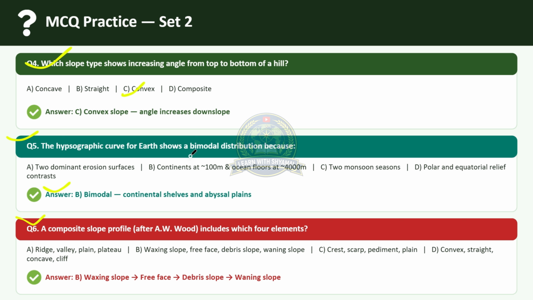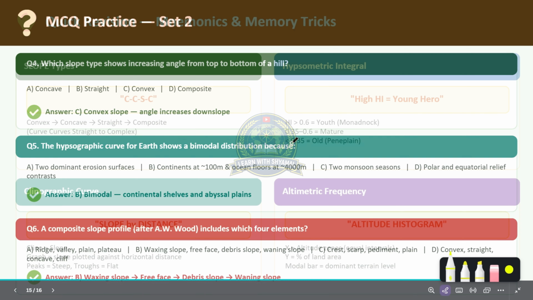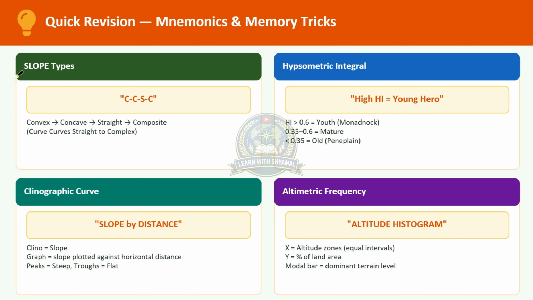Question number 6, a composite slope profile after A.W. Wood includes which four elements? Correct answer is option B, waxing slope, free face, debris slope, and waning slope. Okay, quick revision. Slope types: CCSC, that means convex, concave, straight, and composite. Curve, straight to complex. High hypsometric integral is equal to youthful stage.